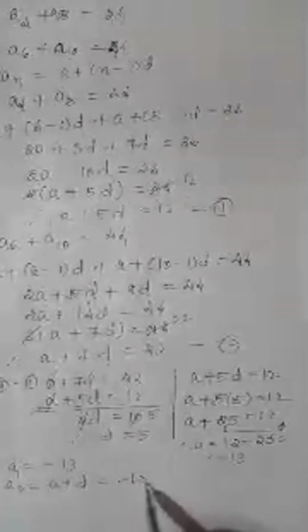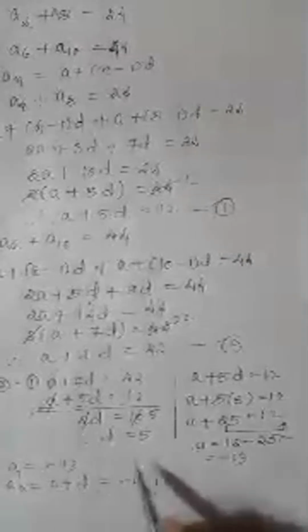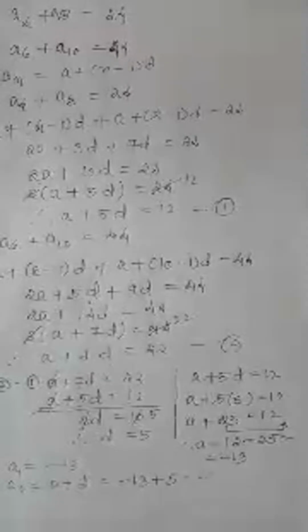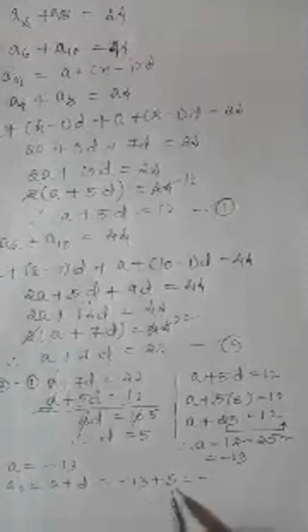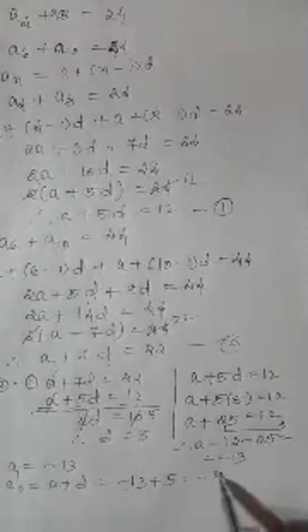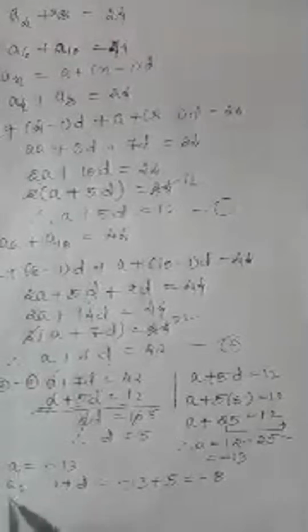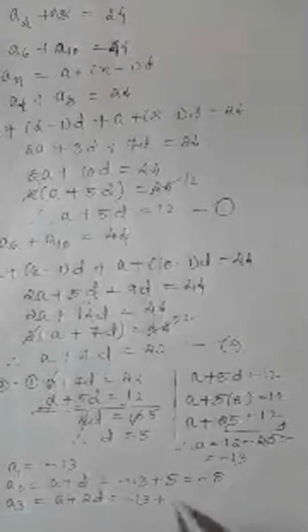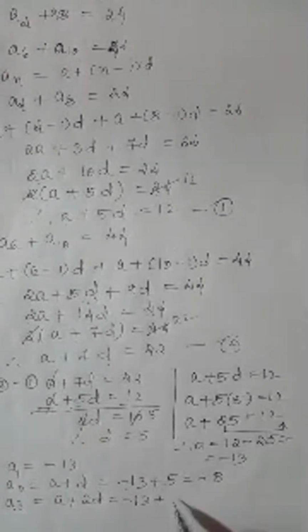A, what you got? Minus 13. Okay. Plus d, what is that? 5. Minus 13 plus 5. Bigger number's sign in minus. Okay. So if you subtract 5 from 13, what? 8. After that, third term, a3. A plus, that's what? 2 into d. Very simple. A is what? Minus 13 plus 2 into d.